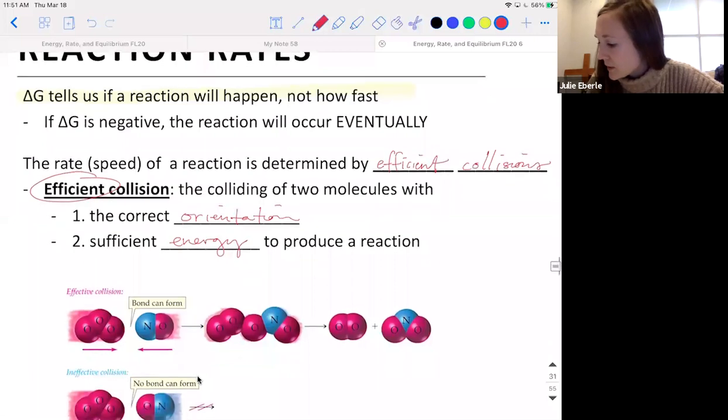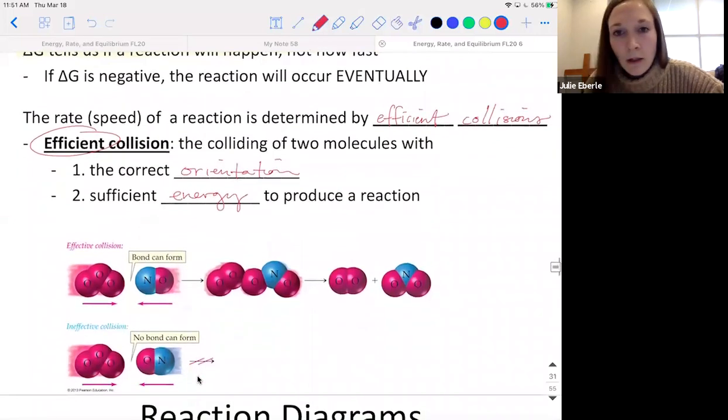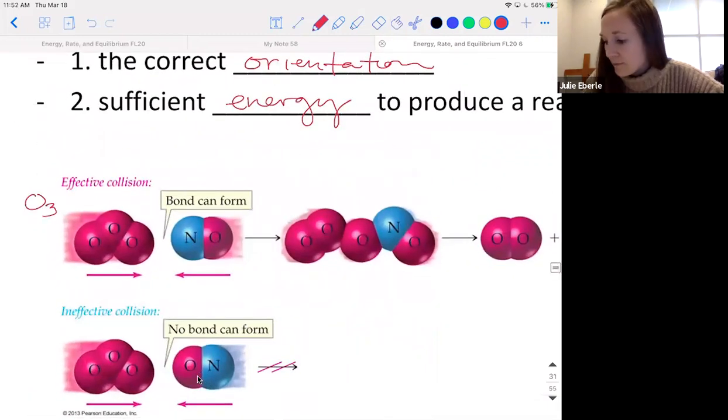The example in this picture down here is with a molecule of ozone. Everybody know the ozone layer in the atmosphere? It's made up of these molecules right here, O3. I think you had a question about this on a homework assignment. That was actually a tricky one.